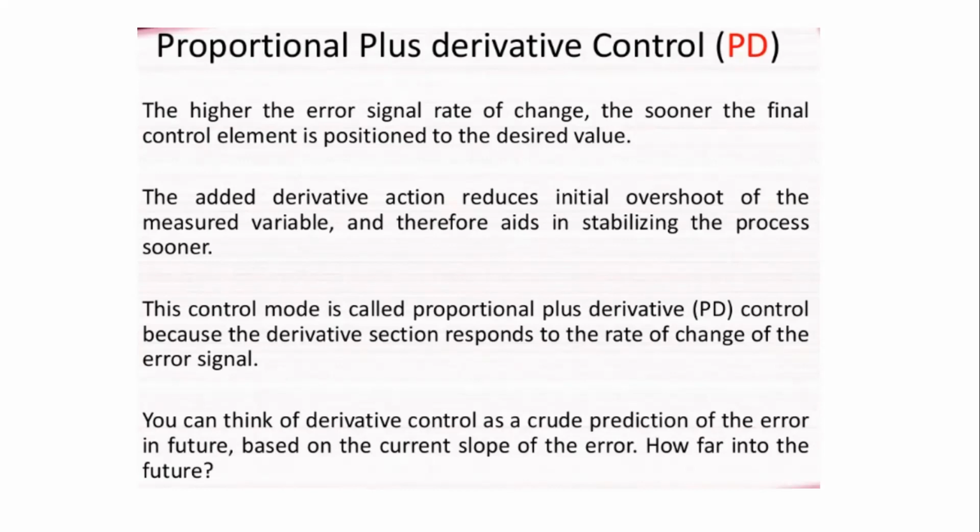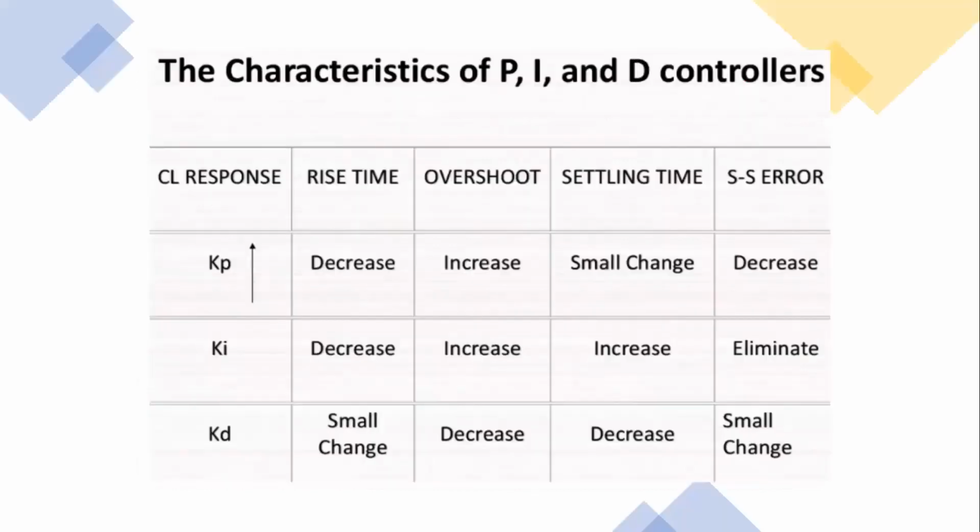This control mode is called proportional plus derivative control because the derivative section responds to the rate of change of the error signal. You can think of derivative control as a crude prediction of the error in the future based on the current rate of change of error.